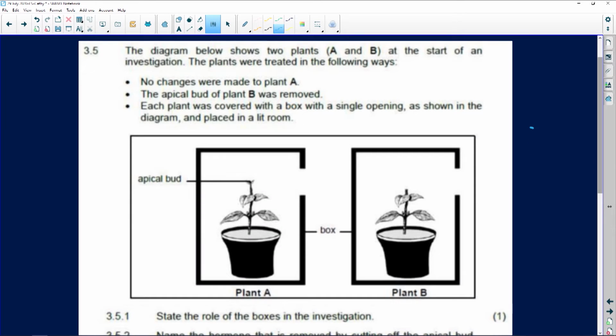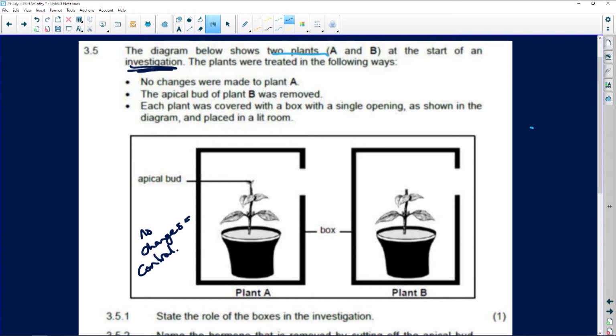It says, the diagram below shows two plants, A and B, at the start of an investigation. The plants were treated in the following ways. Plant A, there's no changes. And if there were no changes, it means that this plant is the control.